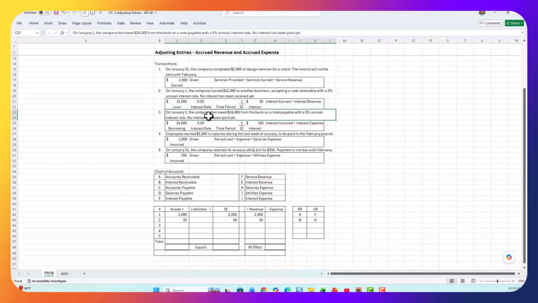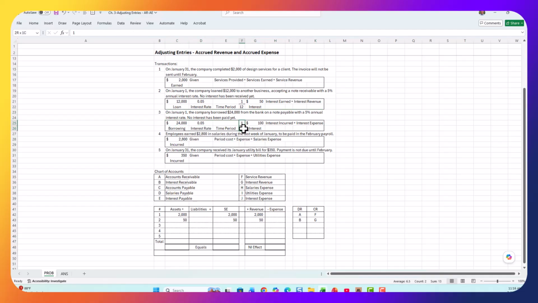On January 1st, the company borrowed $24,000 from a bank at a 5% annual interest rate. No interest has been paid yet. Now the company is a borrower. One month's interest has been incurred, so we multiply principal times rate times time.